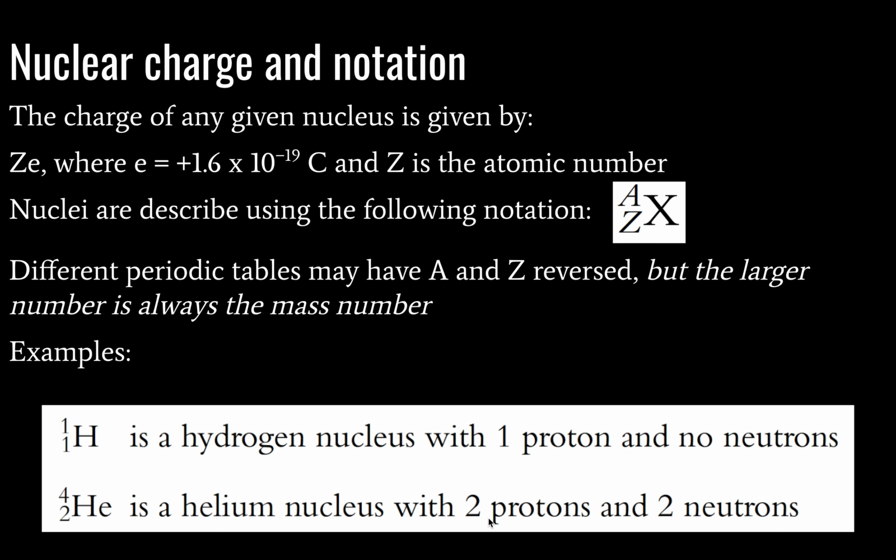Another example, very common, hydrogen. Here we have a hydrogen nucleus with 1 proton and 0 neutrons. We also have helium here. We have 2 protons and 2 neutrons, and we're going to come back to this because this is also exactly the definition of an alpha particle.